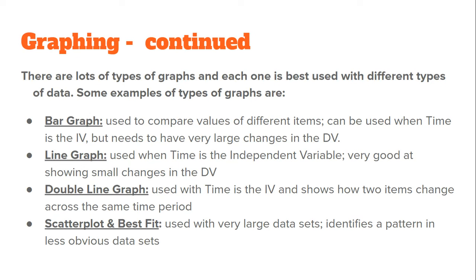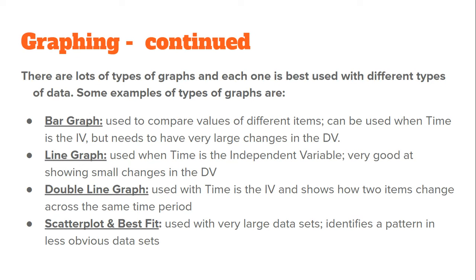Line graphs and double line graphs are used when time is the independent variable. If you're measuring changes over time, you want to use a line graph. Line graphs are very good at showing those changes in a value, specifically when the changes are very small. If you have some very large changes in time or in your measurement, using a bar graph could be helpful for that one. But generally, whenever you're talking about time, you want to use a line graph unless you have very large changes in your values that you're recording.